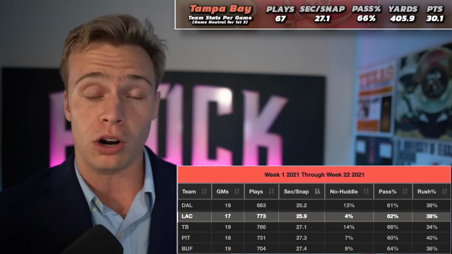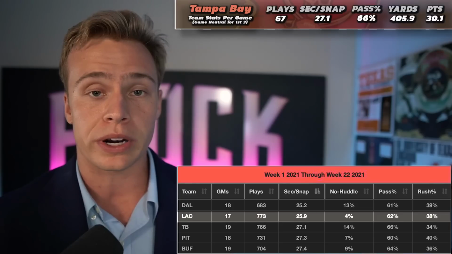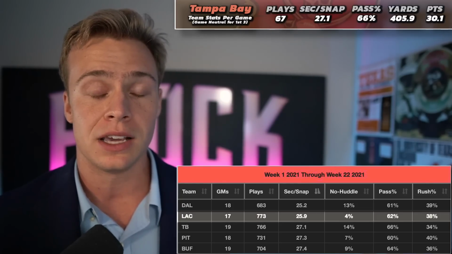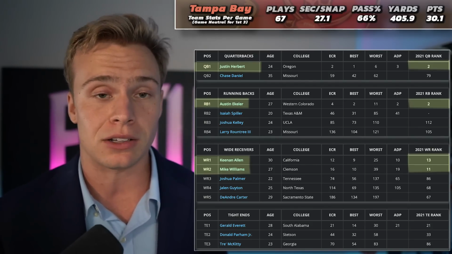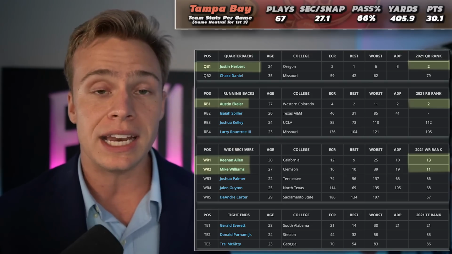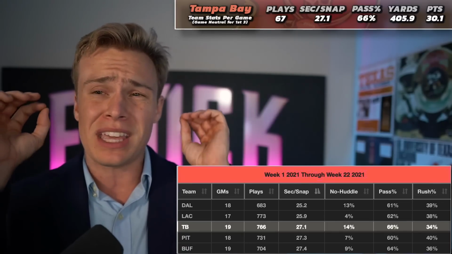But let's move over to our next offense for an example of this. You have the Los Angeles Chargers at 2, where here this offense was able to provide us the quarterback 2 overall in fantasy in Justin Herbert. You had Austin Ekeler as the running back 3 overall, Keenan Allen the wide receiver 12, Mike Williams the wide receiver 15. We can see the same thing in Tampa.